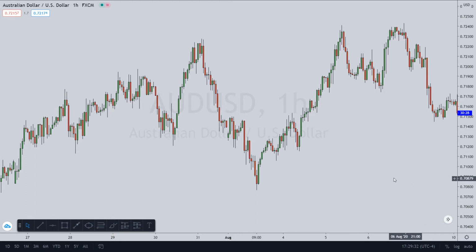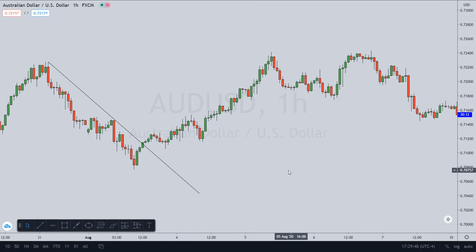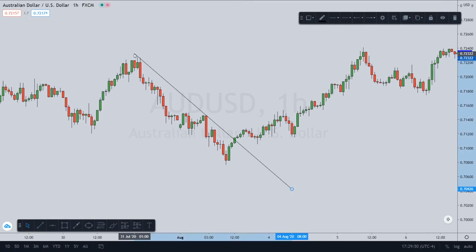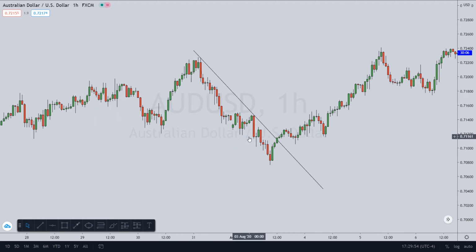So for instance, the first thing that I like to do is grab my Trendline tool, and I like to look for 2 points in the market that I can connect in a trend. So for instance, we have point A right here and point B right here. So I'll go ahead and draw my trend line from here to here. And now we can very easily see that as long as price is underneath this trend line, we should be looking for sell opportunities.